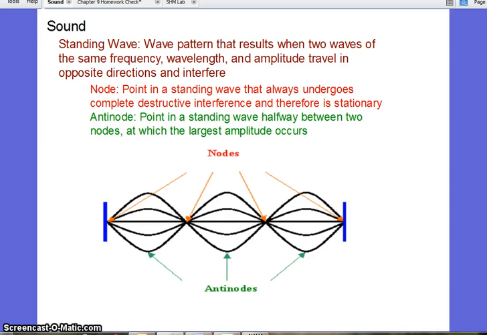So the node is a point in a standing wave that always undergoes complete destructive interference and therefore is stationary. So in the string here, we see certain points don't vibrate back and forth. And a lot of times we demonstrate this with a slinky.